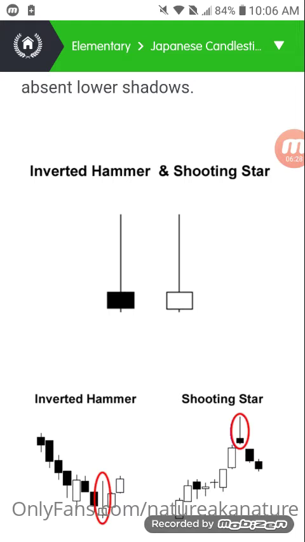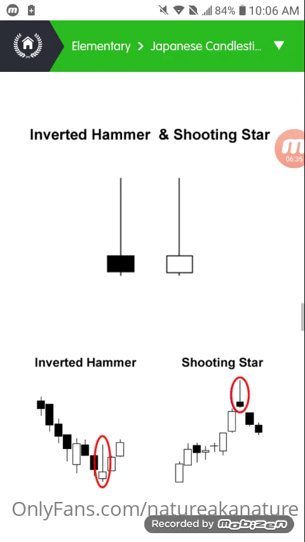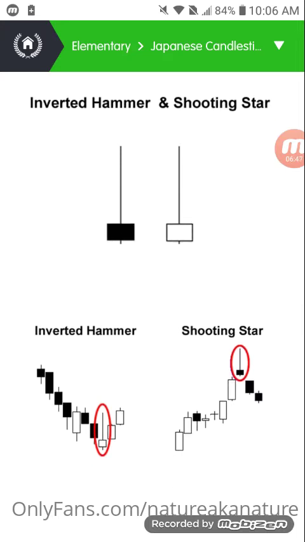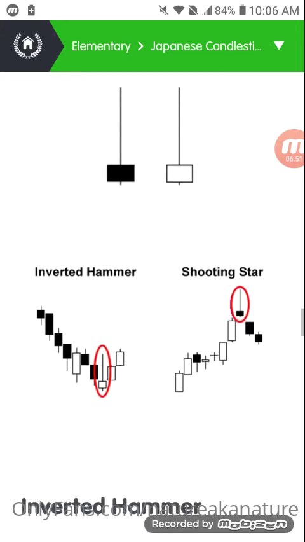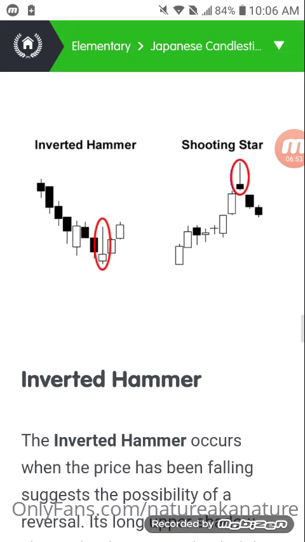For this picture, it's kind of weird because the inverted hammer should be hollow, as you see right here, and the shooting star should be filled, but it looks like it's backwards. Still, the inverted hammer and shooting star look identical. They both have long upper wicks. The shooting star is found at the top of an uptrend, and the inverted hammer is found at the bottom of a downtrend.